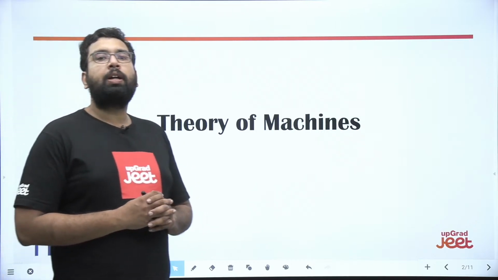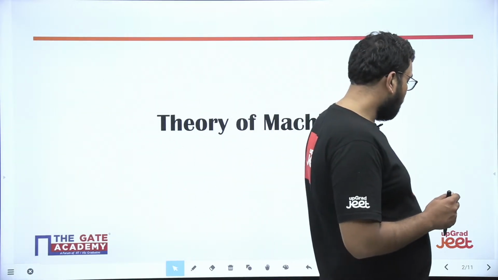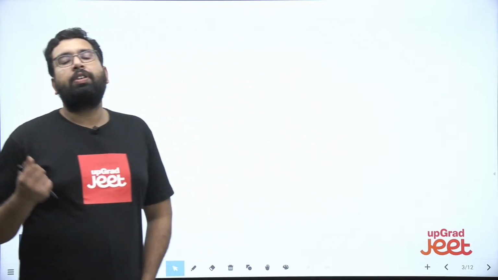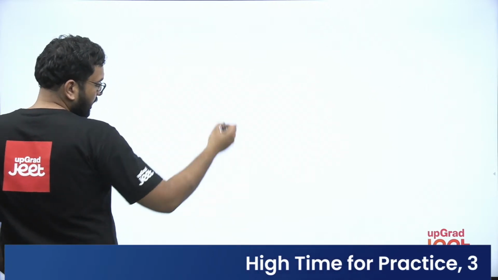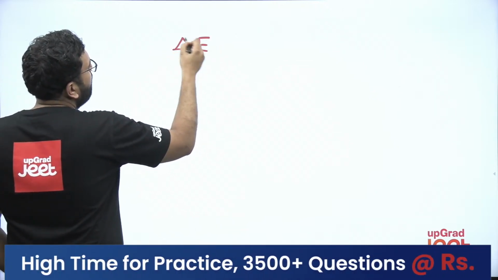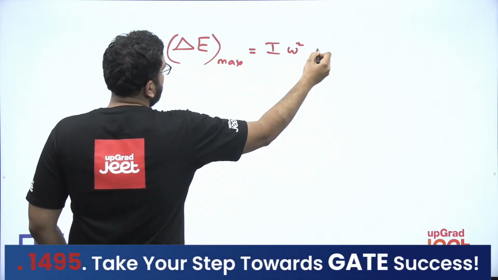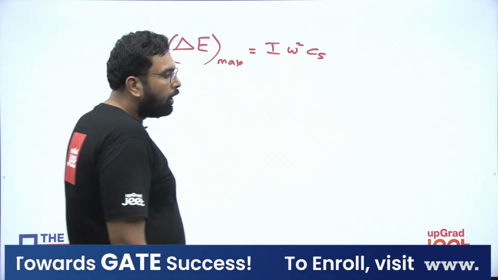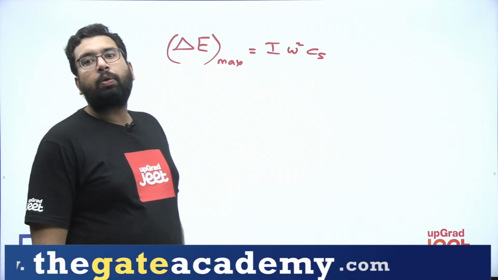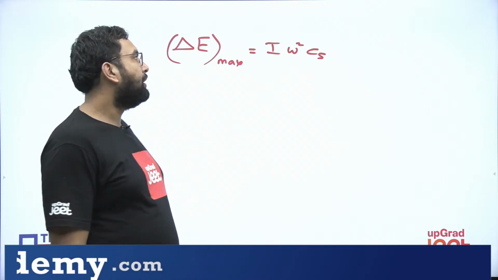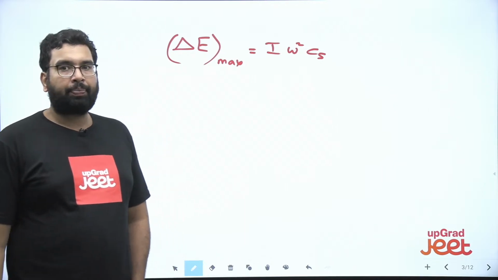In the last session, what we have done? We were seeing the flywheel thing, and we have solved a few questions of flywheel, and we have come to this point that in any question of flywheel, we ultimately have to use this formula: Delta E max is equal to I omega square CS. We have to use this formula at the very end.